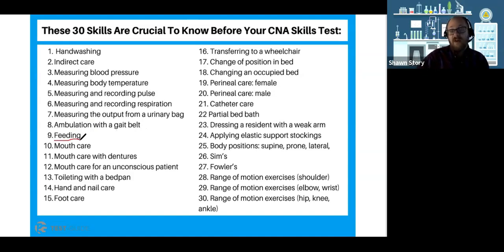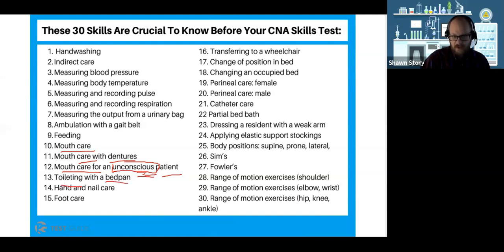Feeding. There is a process of how you approach the patient, how you introduce yourself, how you wash your hands beforehand. There are all these steps that you have to do for the feeding process. Mouth care. Mouth care if they have dentures. Mouth care for an unconscious patient. So maybe they're in a coma, or for some reason they are not awake, they're unconscious, but we still have to take care of them. How do you provide that mouth care for an unconscious patient?